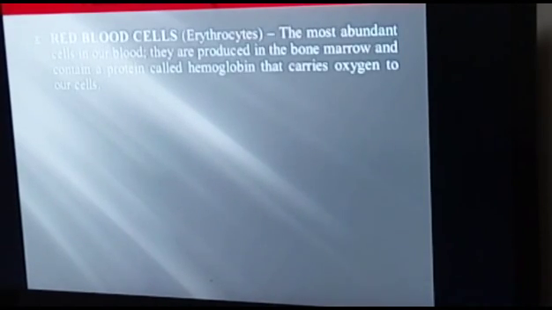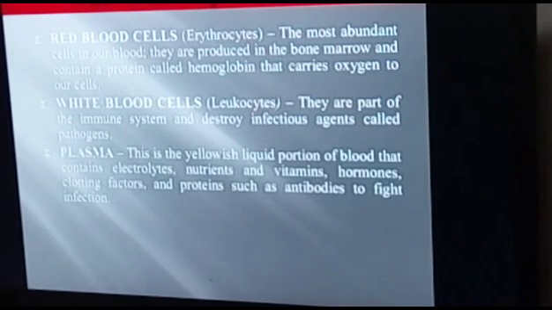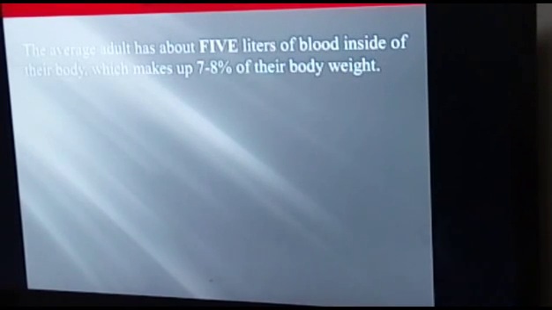So what makes up our blood? As we said, red blood cells, the most abundant, carries oxygen. White blood cells destroy infections. Plasma carries nutrients. Platelets prevent blood loss.